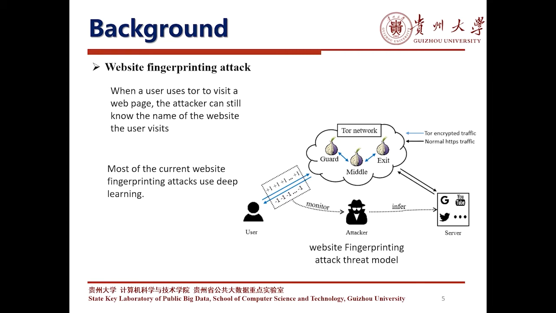The purpose of this paper is to mitigate the impact of website fingerprinting attacks. Most of the current website fingerprinting attacks use deep learning. Adversarial examples can have an impact on deep learning. So, we summarize the previous defenses and combine them with adversarial examples to have a greater impact on the existing attack models based on deep learning.